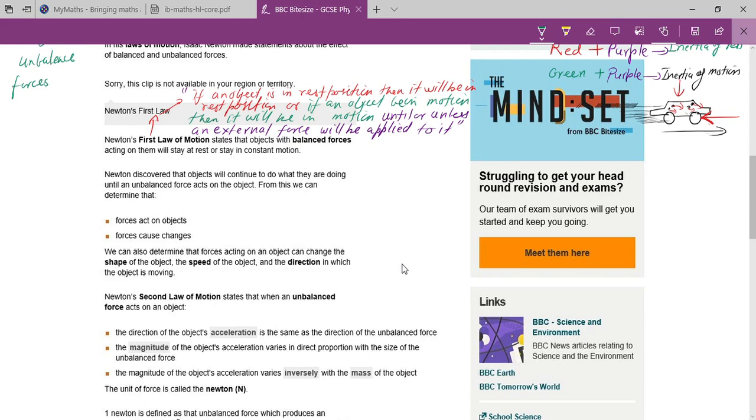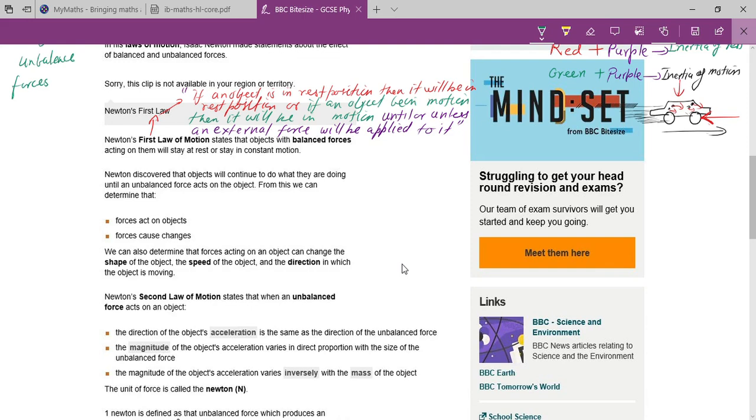Okay, and next, as usual, I explained to you that forces are the cause which generally tends to change the shape or size of an object. Two things that we have to remember: force that acts on objects and force that causes changes. We can also determine that the forces acting on an object can change the shape of the object. They can also change the speed of the object and the direction in which the object is moving. Understand?